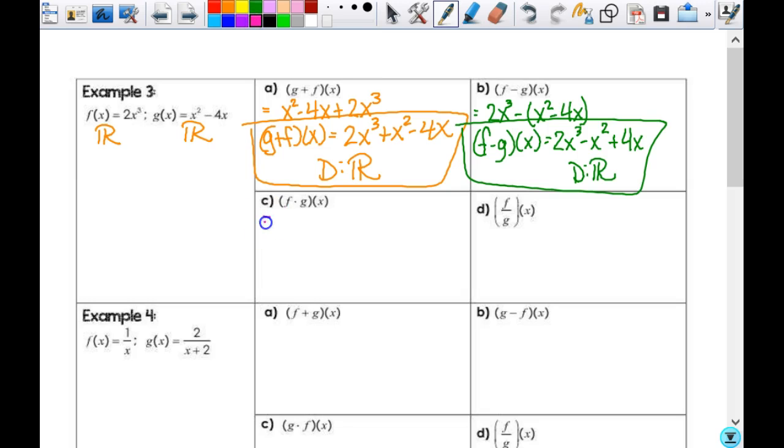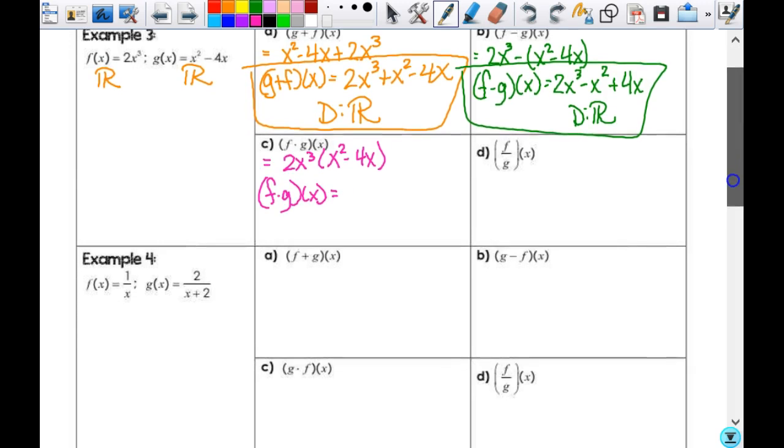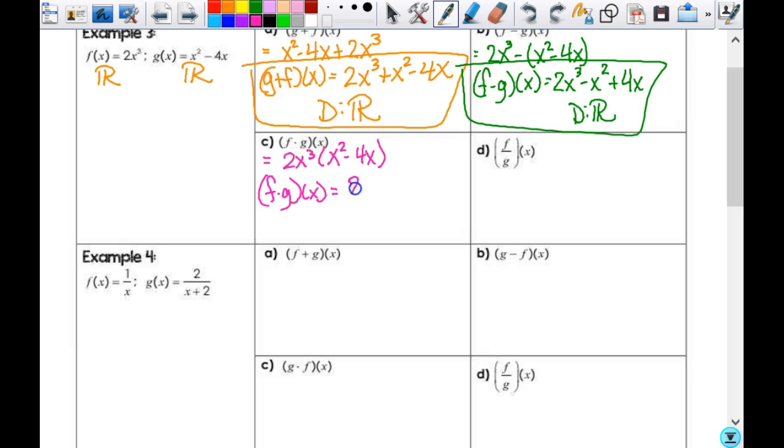f times g. So it's going to give me 2x cubed times x squared minus 4x. So f times g of x. 2x cubed times x squared is what? 2x to the 5th minus 8x to the 4th. And my domain is all real numbers.